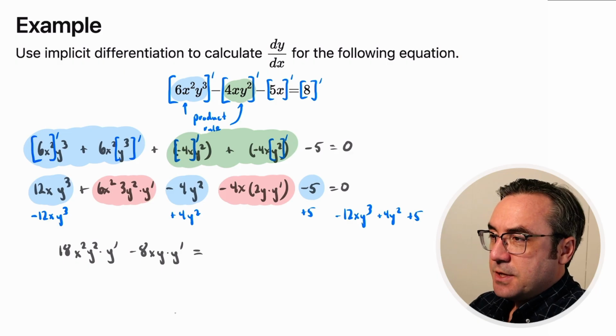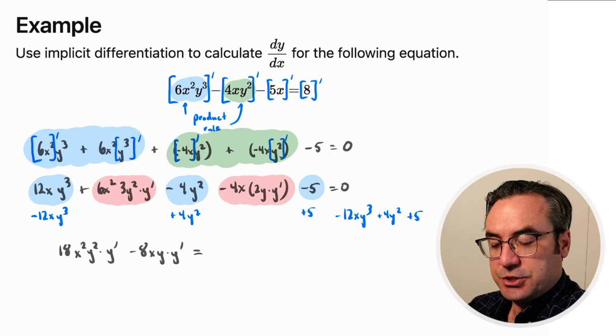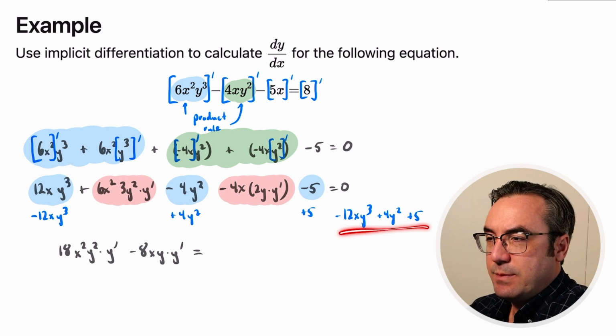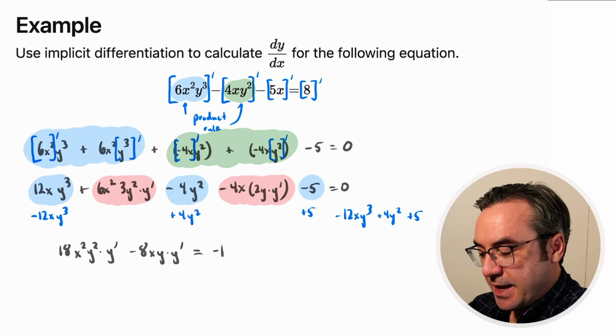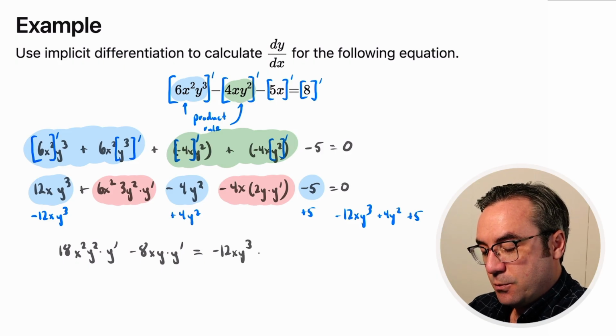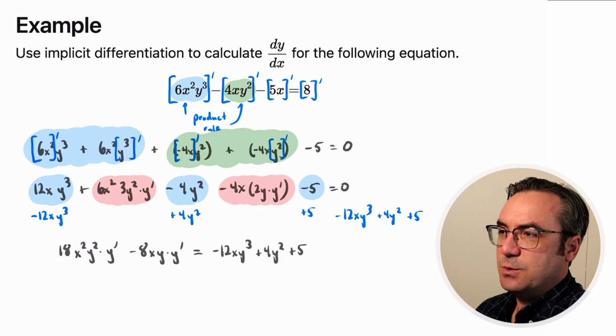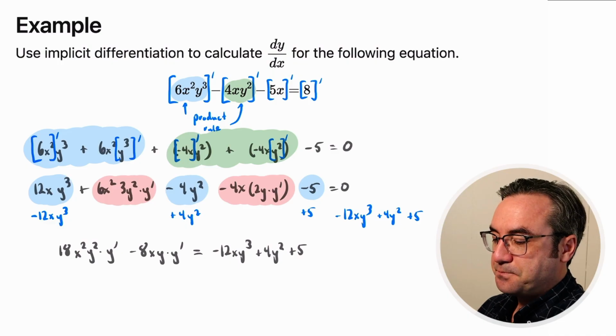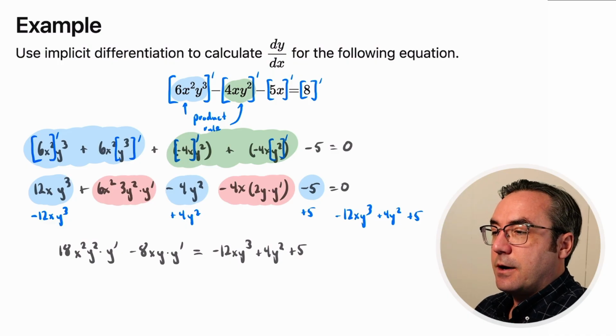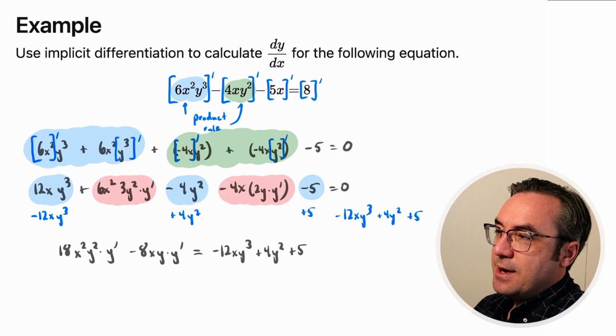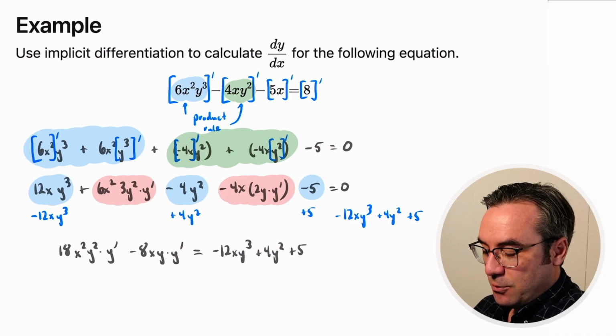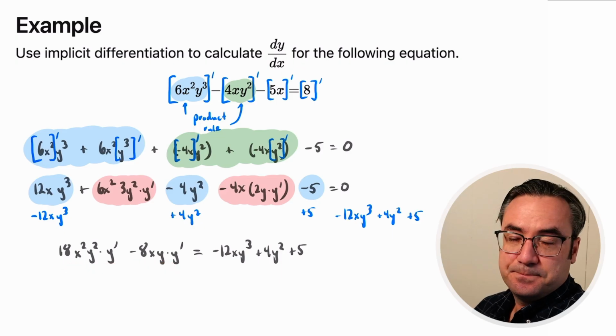All right. So then what do we have on the other side of our equation? Well, we've got all the terms that we moved over. So we've got the negative 12xy cubed. We've got the positive 4y squared, and then positive 5. So we've got all those terms we've moved over. All right. So we're not done. We want to isolate y prime.